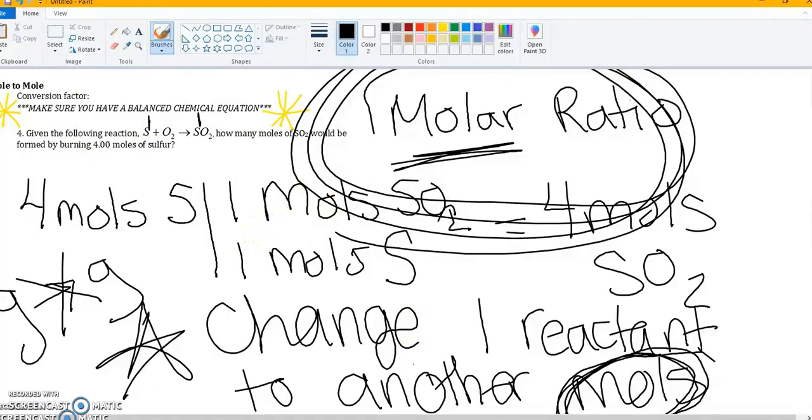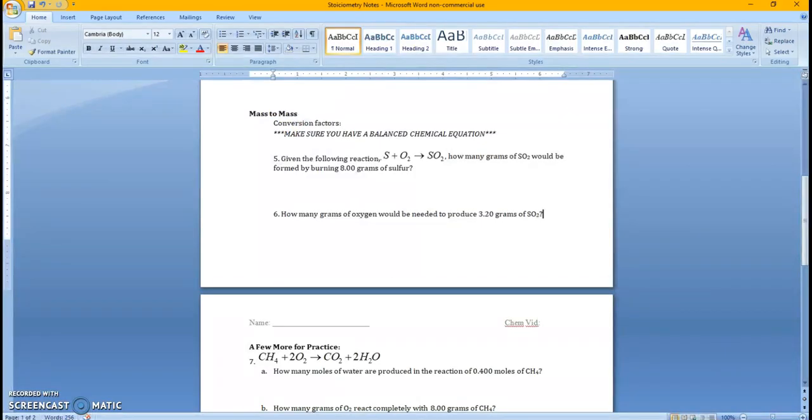Okay? Alright, so now we're going to go from mass to mass. Moles is how our balanced chemical equations are set up and how we do things theoretically. But in the lab, we have to be able to measure out masses. We measure grams, not moles. So I need to be able to go from grams of a reactant to grams of a product.